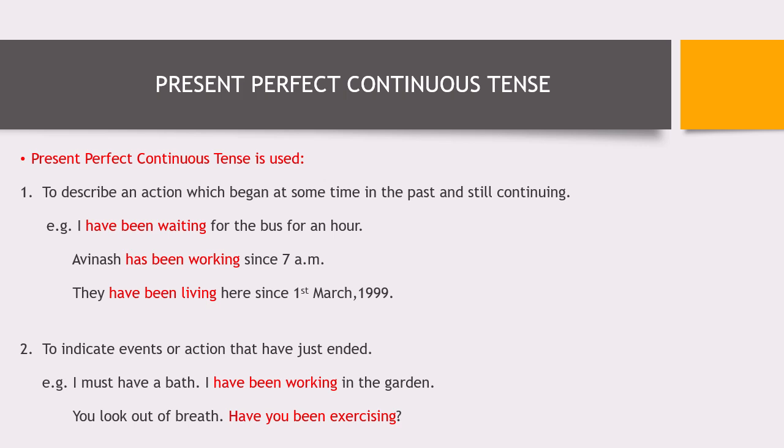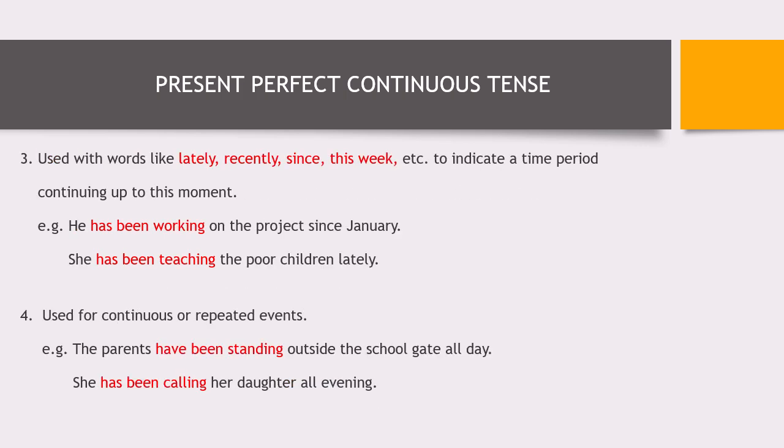For example, I have been waiting for the bus for an hour. Avinash has been working since 7 a.m. They have been living here since the 1st of March, 1999. 2. To indicate events or actions that have just ended. For example, I must have a bath. I have been working in the garden. You look out of breath. Have you been exercising?